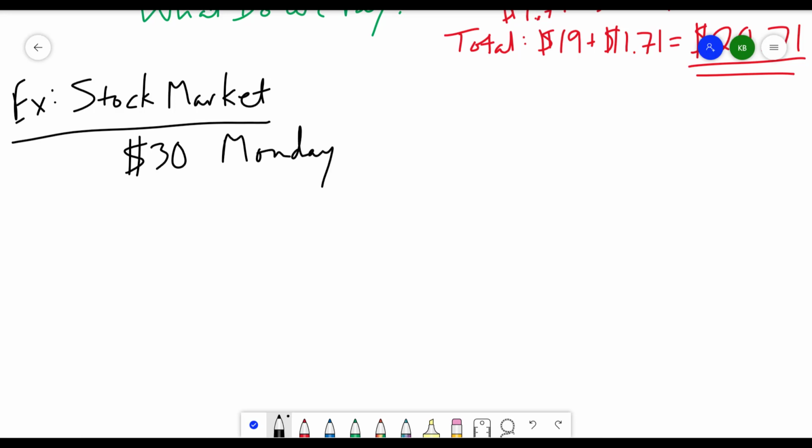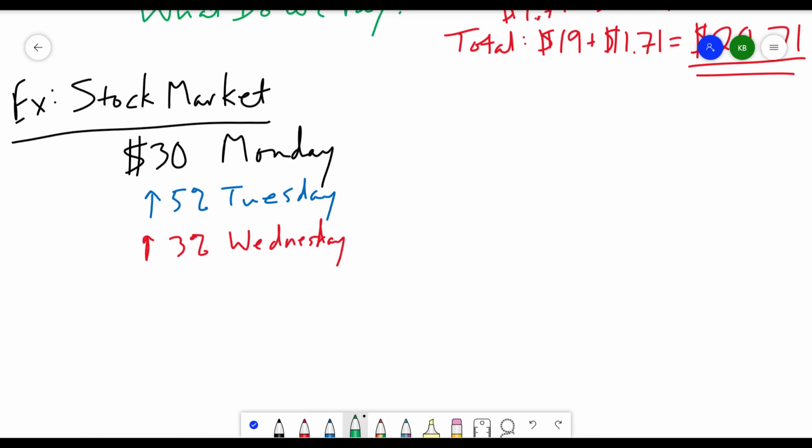So then Tuesday, it goes up 5%. It has a good day. And Wednesday, it has another pretty good day, but not quite as good. So it goes up 3% Wednesday. So then we want to know, what is the price Thursday?